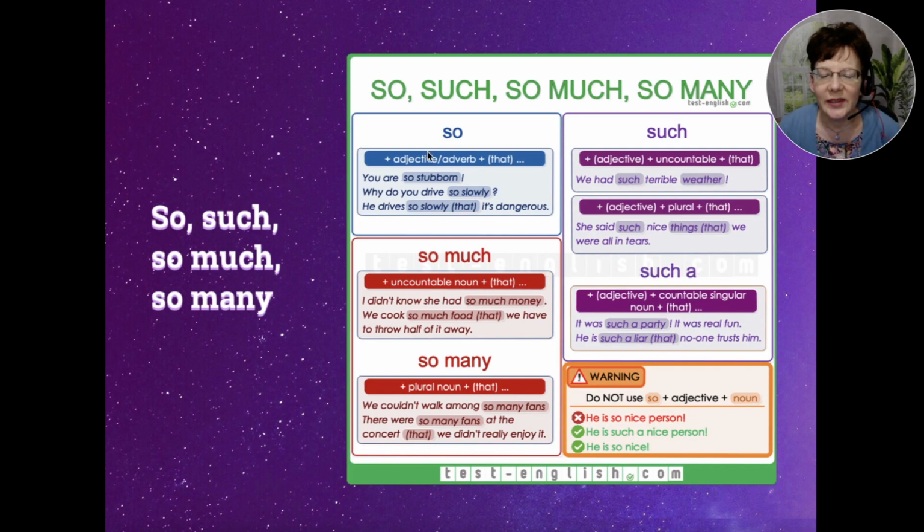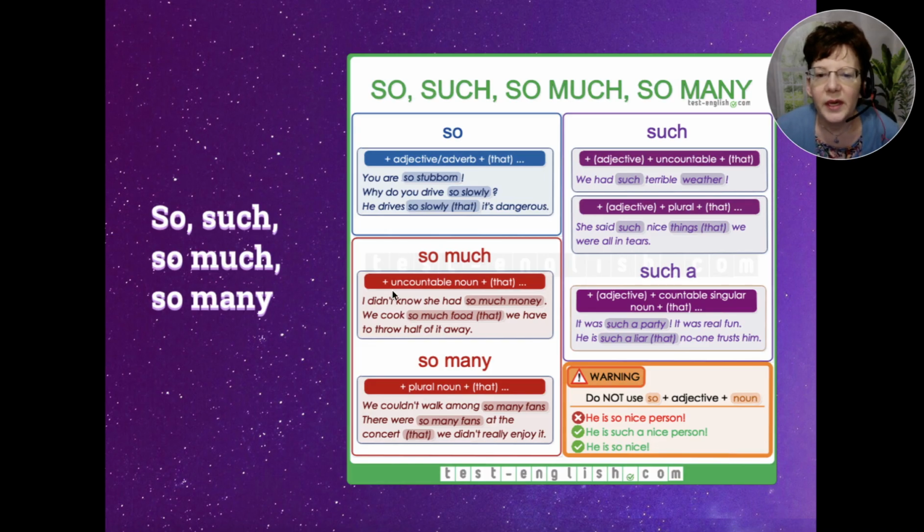Okay, so let's look at this chart briefly here for these words. For the word so, we use this plus an adjective or adverb. We can also insert that after that. For example, you are so stubborn. Then we have he drives so slowly that it's dangerous.